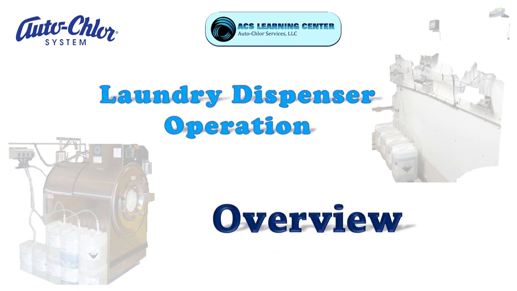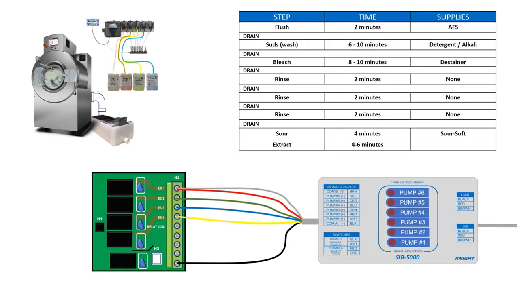We're going to do a complete overview of the laundry dispenser operation. Through this video, we're going to take a look at how a wash formula works in conjunction with the laundry dispenser and how it incorporates that into the washer machine and how they communicate all together. We're going to use a basic wash formula. We're going to run it at an accelerated pace to show you how each step works, how the machine operates, and how it communicates with the dispenser.